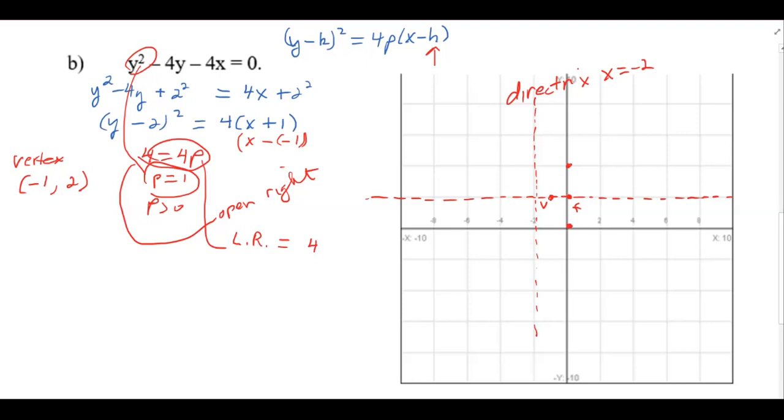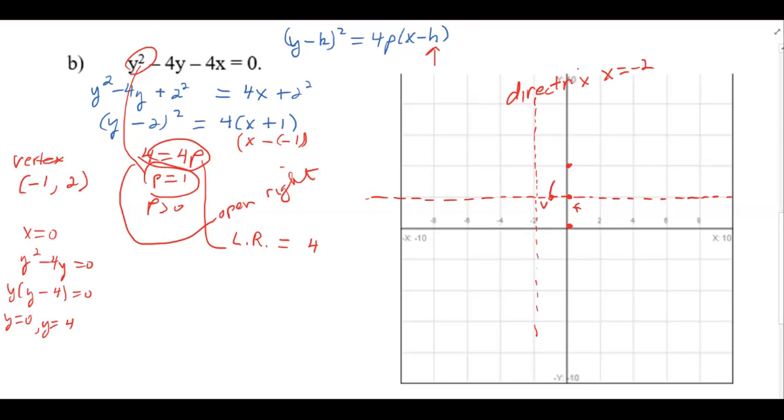If x is 0 in my original equation, well, let's see, if x is 0, then we get y squared minus 4y equals 0. So we have y times y minus 4. So we get y equals 0 and y equals 4 as coordinate values when x is 0. And that's consistent with what we have here. We've got a 0 and we have 4 for the y's.